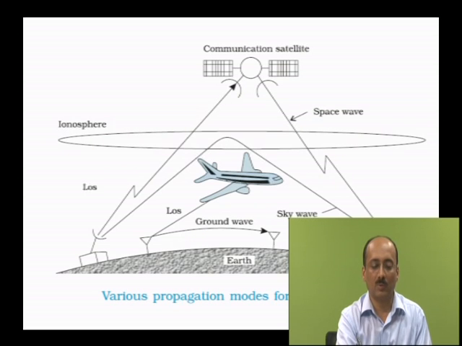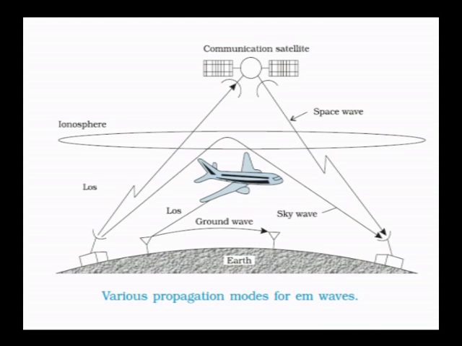This is an overall picture of different modes of propagation of electromagnetic waves. You have ground wave propagation here, direct line of sight also, and ionospheric layers are reflecting, and the communication satellite is there. In fact, a communication satellite will be a repeater station in space. Directly it will receive from the transmitter and retransmit that to different locations that are designated.